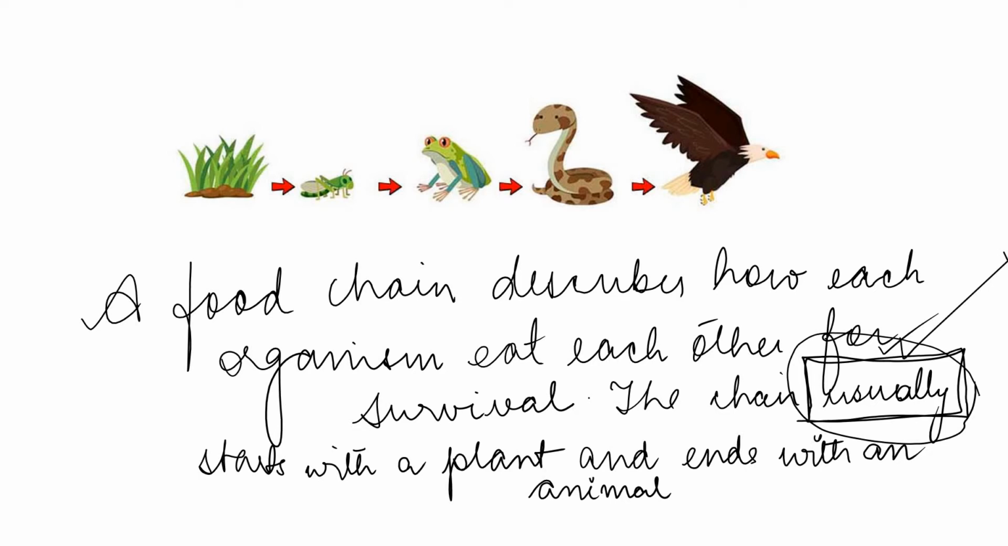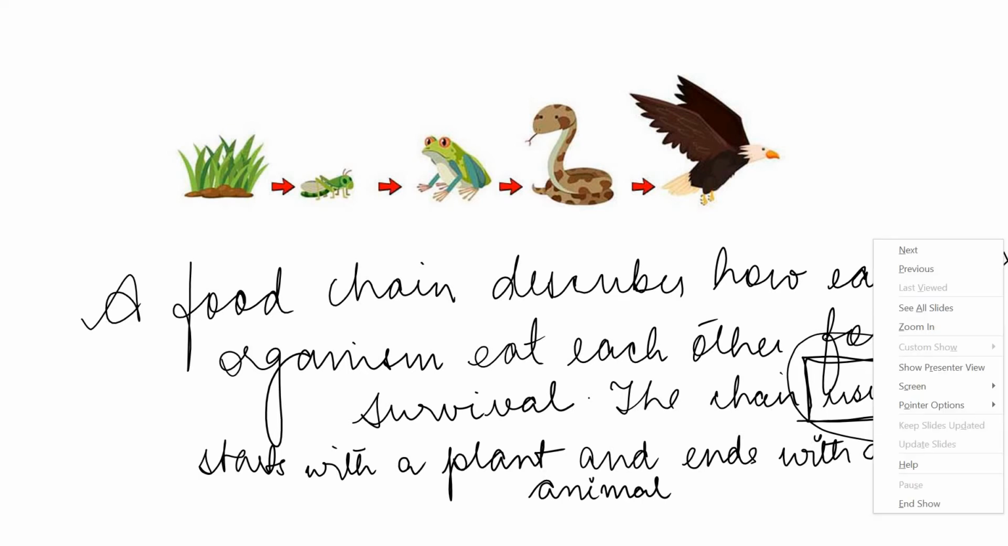It's like a general thing. All right. There can be exceptions and there will be exceptions, but you don't have to break your head for that. Now, this is a simple definition of a food chain.